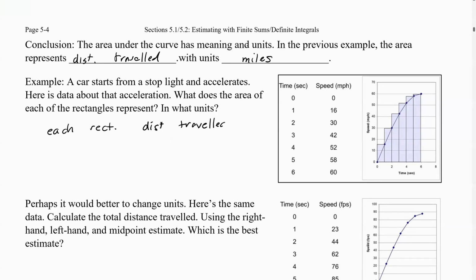Now here's the tough part. What's the units for this? Well, the speed was in miles per hour, but my time is in seconds. So when I multiply these two, I'm going to get miles seconds per hour. Well, that's unfortunate. That's unwieldy.